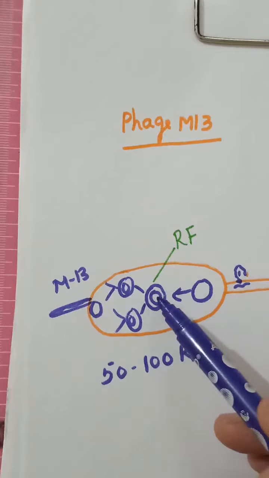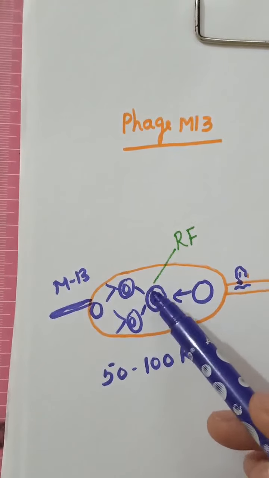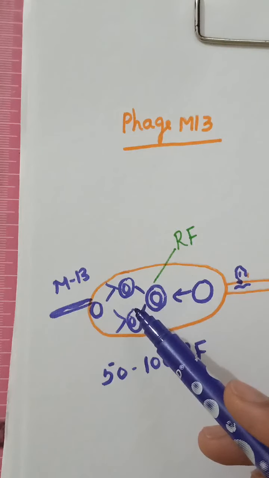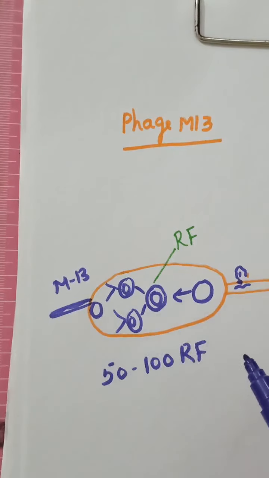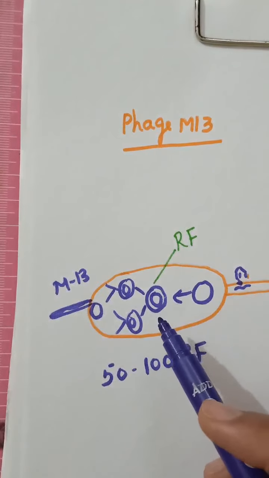We have to purify this replicative form and manipulate it. Foreign DNA inserted into M13 vectors can be procured as single-stranded DNA. So if we want single-stranded foreign DNA, then we can use this replicative form of phage M13.